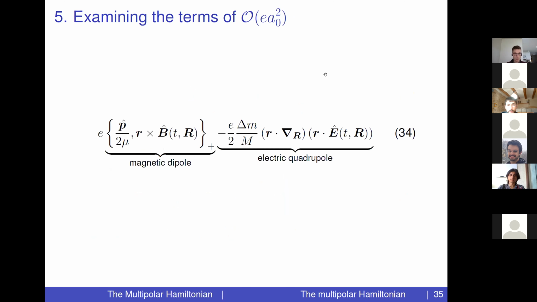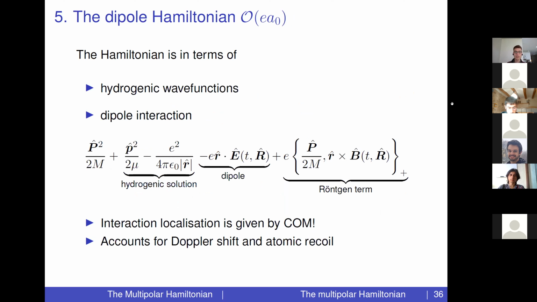Then to linear order in E, we have the magnetic dipole, which comes about from the currents effectively associated with the electron that couple to the magnetic field. And we have an electric quadrupole term. We will also be able to neglect these two terms. And then to leading order, we have this dipole Hamiltonian, so linear in E and linear in A0.